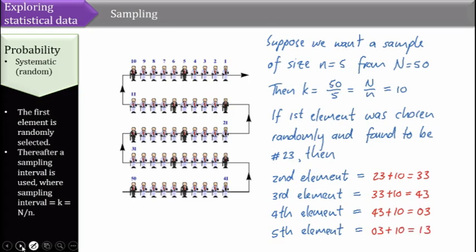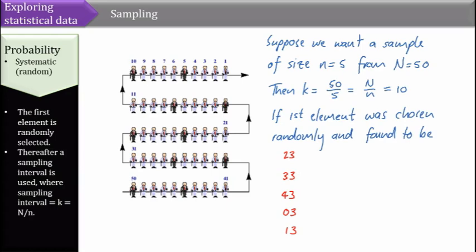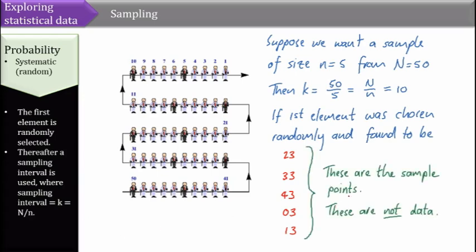And then the last one will be 3 plus 10, which is 13. So there I have my sample of size 5. First element is person 23, then 33, 43, then we go back to 3 and 13. Now again, very important to note, these are the sample points. In other words, they are the labels. This is not the data. This is simply the list of people that I will be studying. So once I start asking them questions, getting information from them, then I'm starting to collect data.